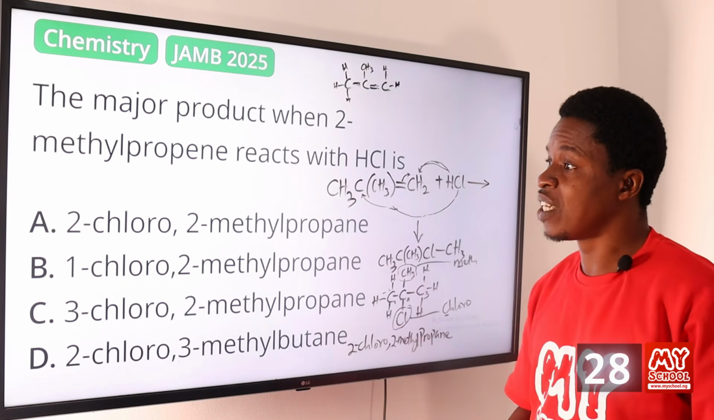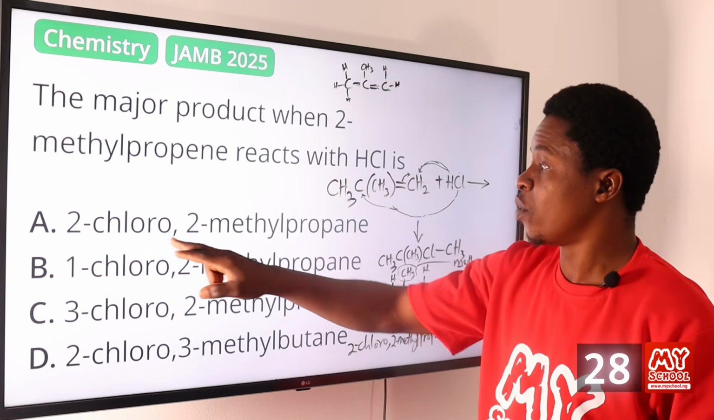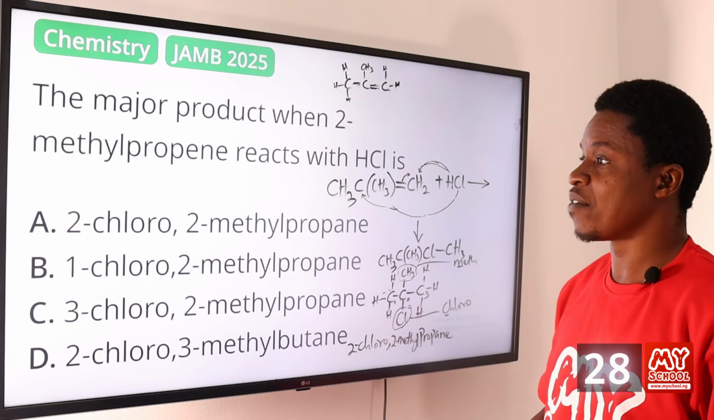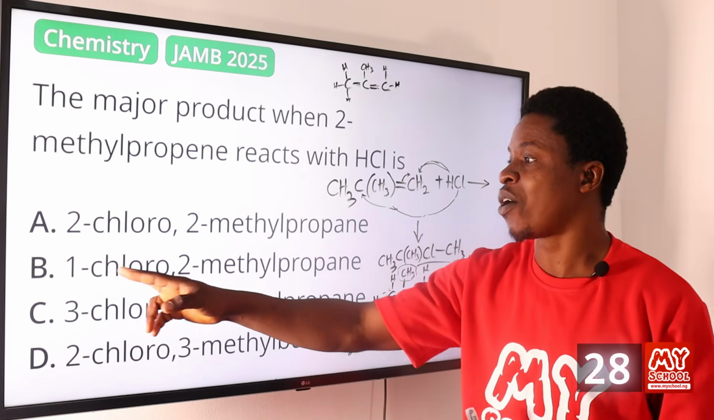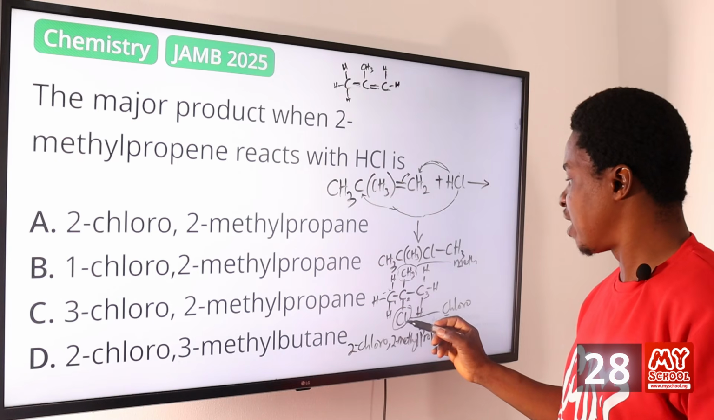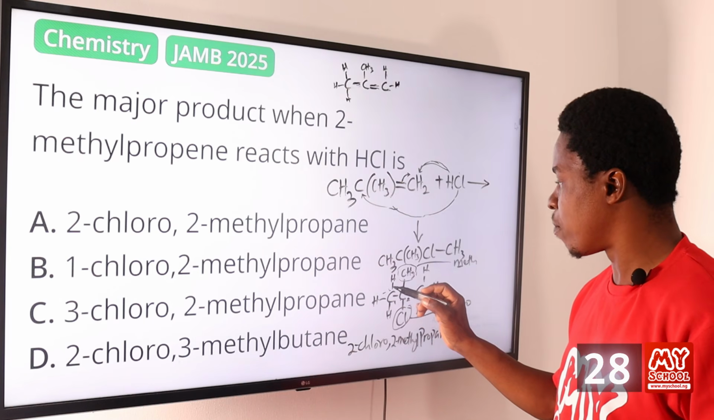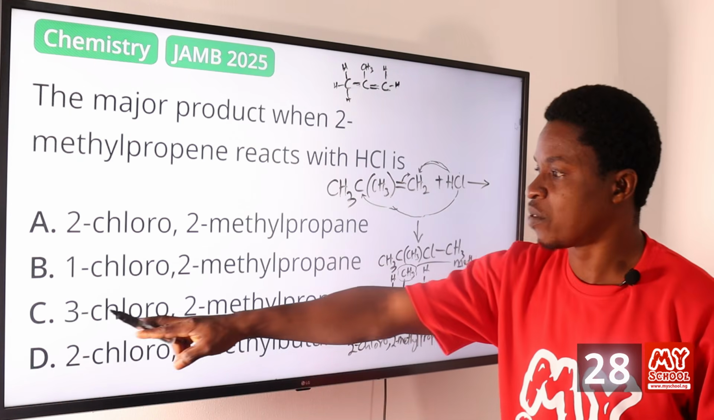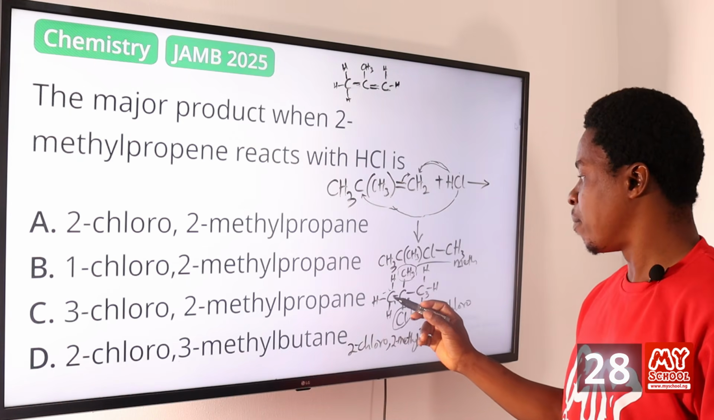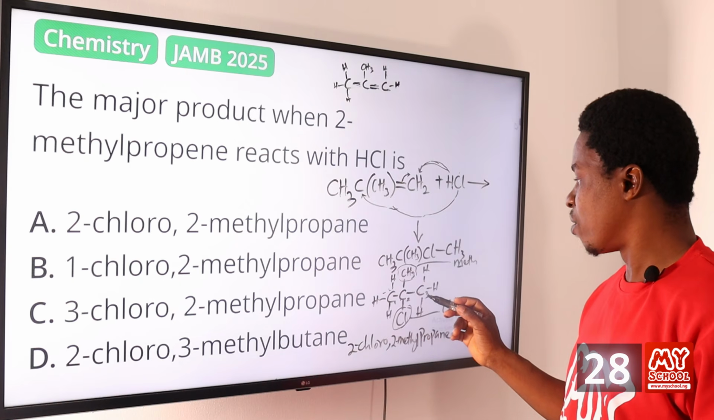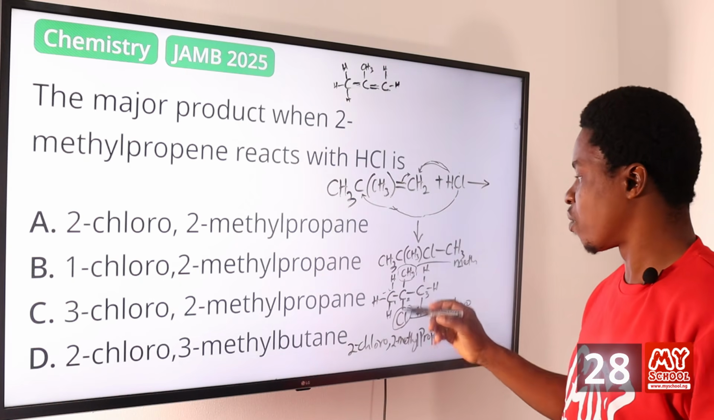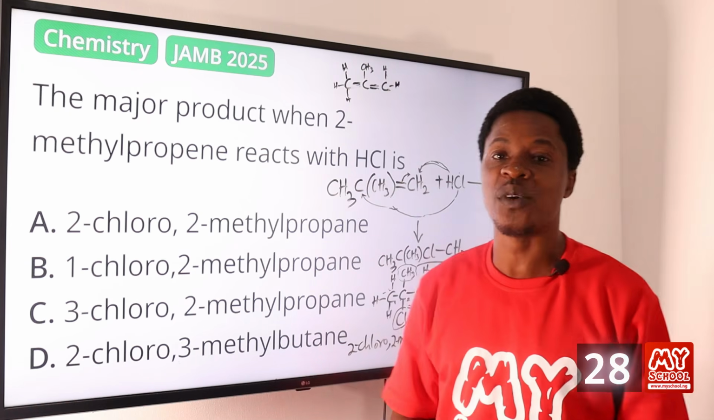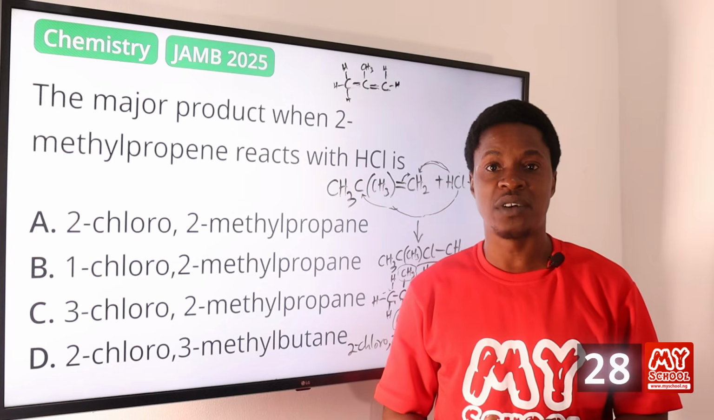So let's look at our options. The first option says 2-chloro-2-methylpropane. Yes, that's what we have. So option A is correct. Option B says 1-chloro. If it is 1-chloro, it means the Cl is going to be on this carbon atom here, which is wrong. This one is 3-chloro. If you say 3-chloro, that means it's going to be here, or on this side, which is not what it is. But from what we have here, it is 2-chloro-2-methylpropane. So the correct answer is option A.